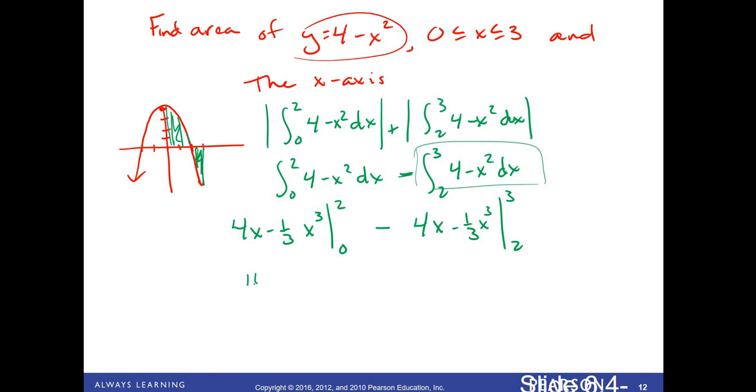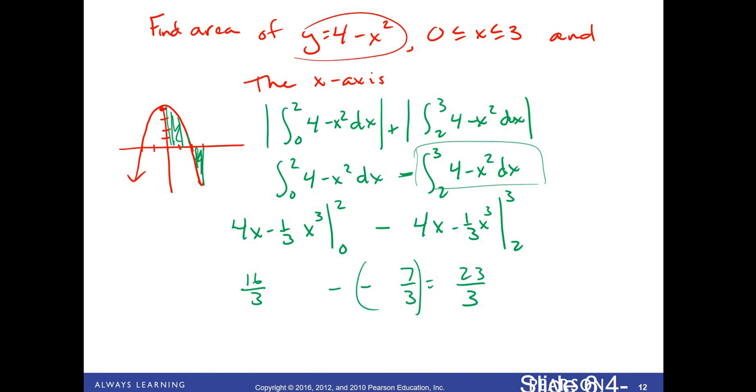So again, evaluating this, if I plug in 2 here, I will get 16/3 from 2 to 0, minus a -7/3, which will give us 23/3. Okay? And you can do that math on your own to see if you can get the answer.